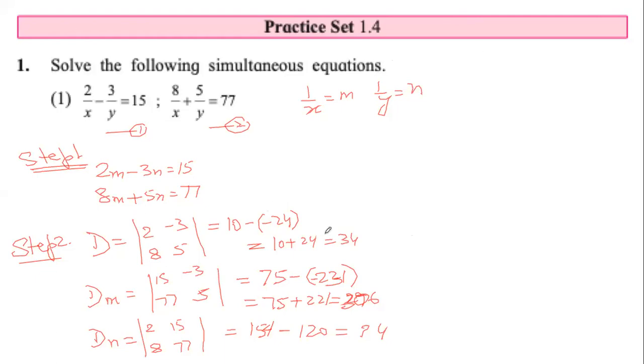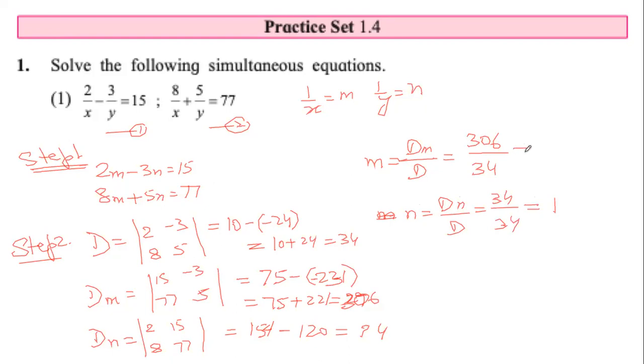Now, in the same step, the next part is to find the value of m and n. So that is easy. M equals Dm by D. I'm sorry, this connection is very bad. I'm not able to write properly. Dm we got 306 and D we got 34. Similarly, n equals Dn by D, which is 34 by 34. 34 by 34 is 1. And make a guess, how much will this be?